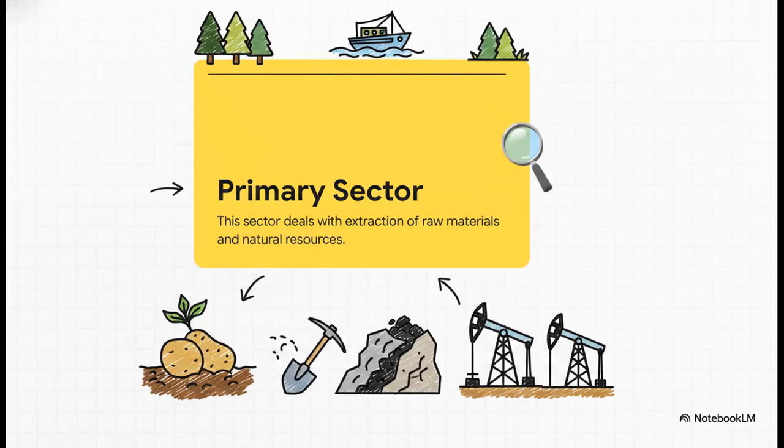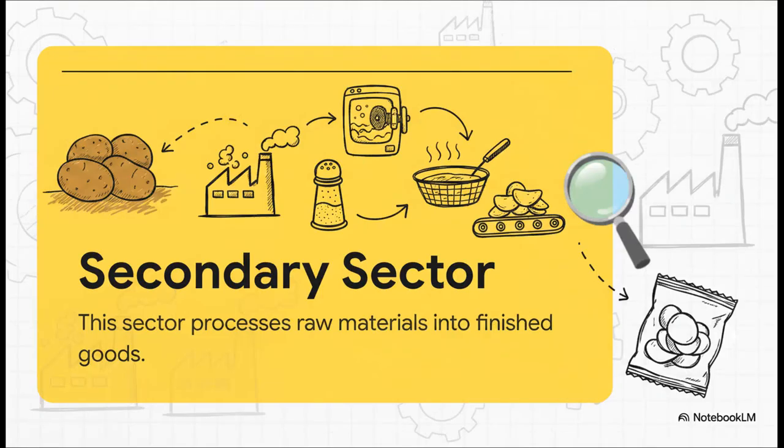Let's take that very first stage of production and give it a formal name: the primary sector. This sector deals directly with extracting raw materials and natural resources right out of the earth. Going back to our potato chip analogy, the primary sector is the agricultural farm where the potatoes are planted, grown, and pulled straight from the dirt. It is the absolute starting line of the entire economy. Now let's move to the next step and see how this builds.